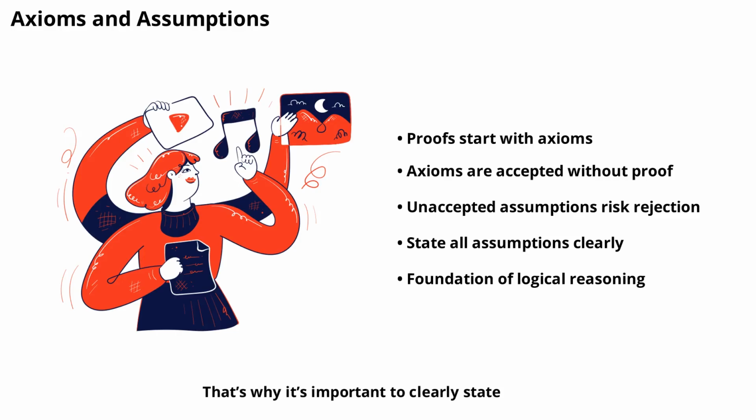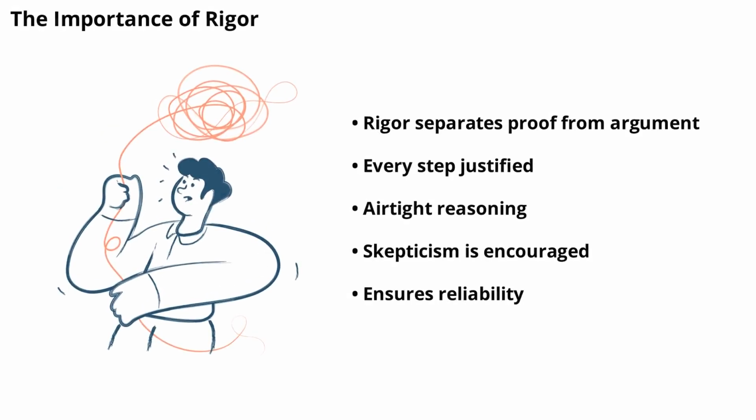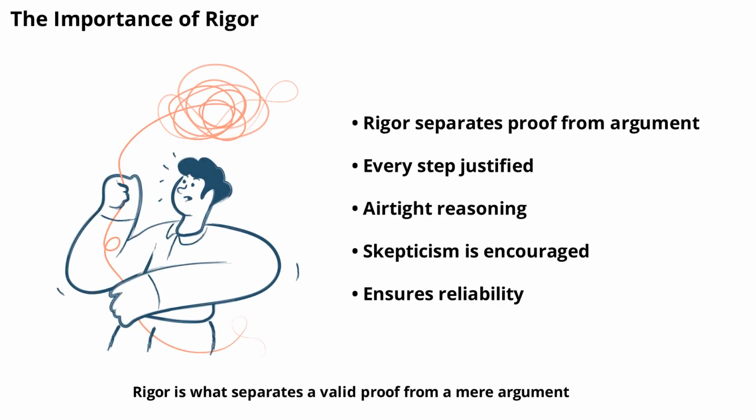That's why it's important to clearly state all assumptions at the beginning of a proof, ensuring everyone is on the same page. Rigor is what separates a valid proof from a mere argument. Every step must be justified, and the reasoning must be airtight. Mathematicians are trained to be skeptical and to question every detail. This rigorous approach ensures that proofs are reliable and that errors are caught before they become accepted as truth. Without rigor, the entire structure of mathematics would be at risk.